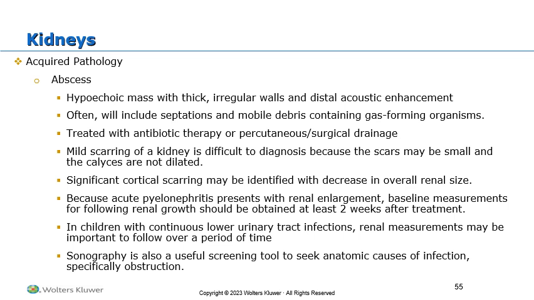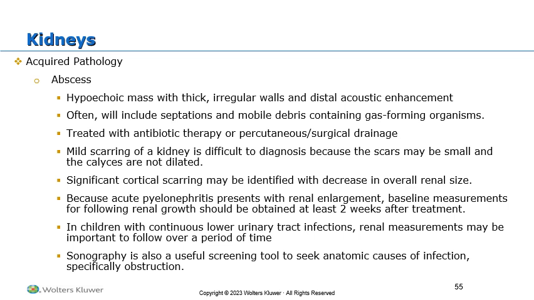These can lead to mild scarring of the kidney, and scars can be small, and if they're around the calyces, we may not be able to see those. If they are compressing the calyces, then we may actually be able to see that there's dilatation. If it's affected the cortex, it can be identified with an overall decrease in kidney size. That's when referring, especially in our pediatrics, to the kidney length charts. They're going to be important.